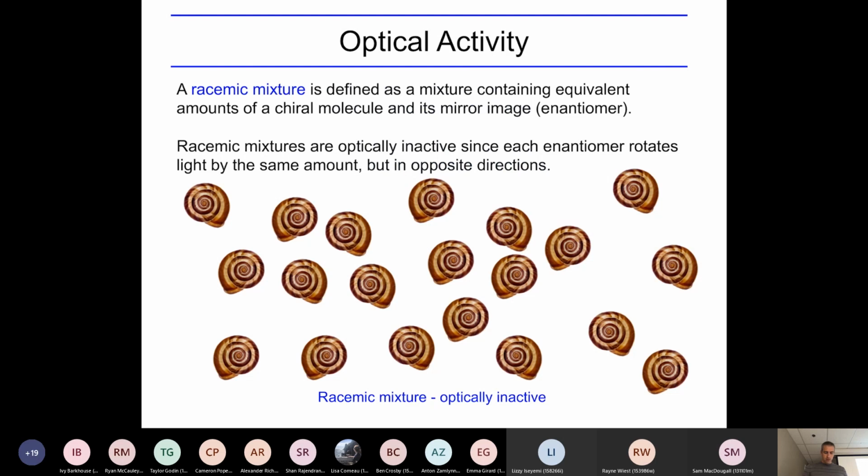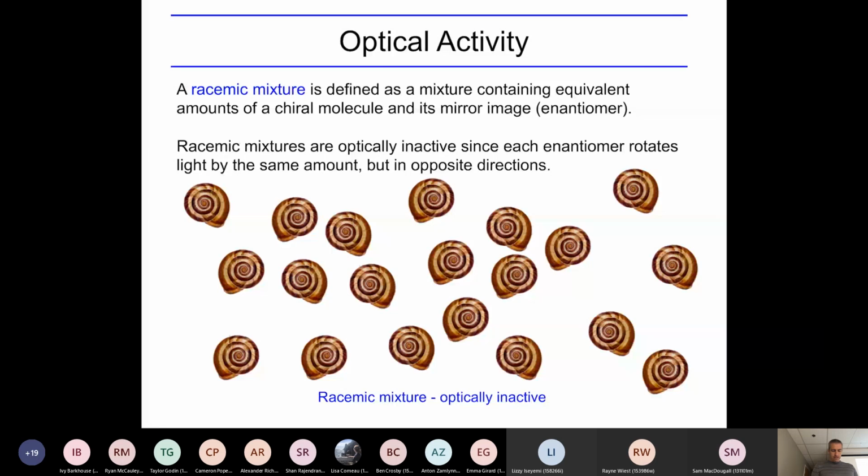But what if we have a solution that contains a chiral molecule and its enantiomer, and they're both present in equal amounts? So it's 50-50, exactly 50-50. What happens for this is we end up with a solution that's also optically inactive. If you think about it, the 50% of one enantiomer are trying to rotate the plane of polarized light to the left, whereas the 50% of the other enantiomer are trying to rotate it back. And the net result is they exactly cancel each other out, and the light doesn't rotate at all.